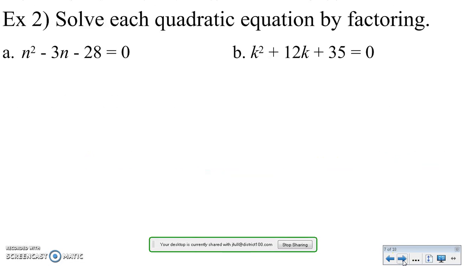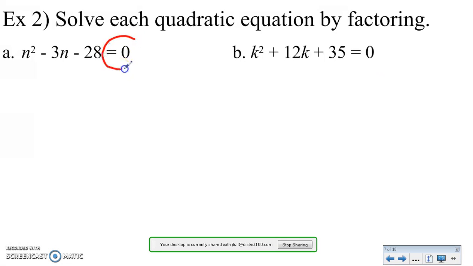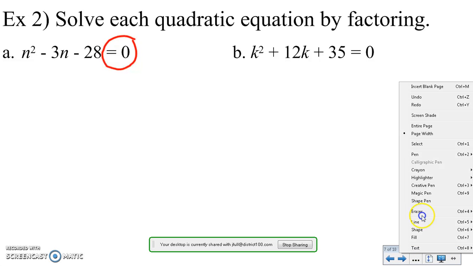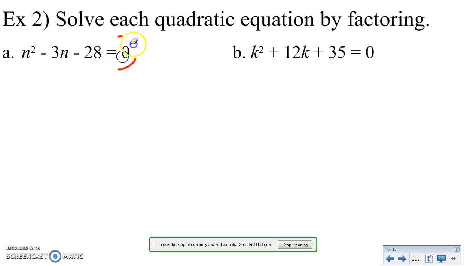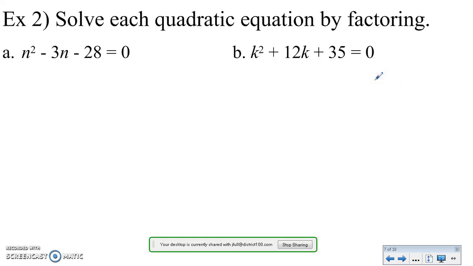Okay, so looking at these two problems, solve each quadratic equation by factoring. Now, first step is to make sure that you have an equal 0 in the problem. So if we have this equal 0 here, we're in pretty good shape. The next part is to go ahead and factor the left side. Notice there's nothing in front of my n squared, so I can't divide anything out. I'm going to go ahead and make my x right away. I put a negative 28 on top and a negative 3 on bottom. So I'm looking for two numbers that multiply to give me negative 28 and add up to negative 3. And I know that those are negative 7 and positive 4.